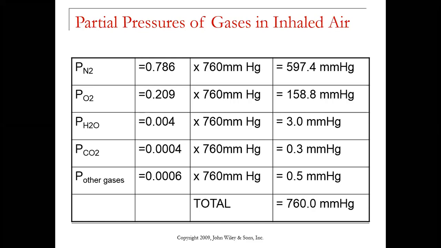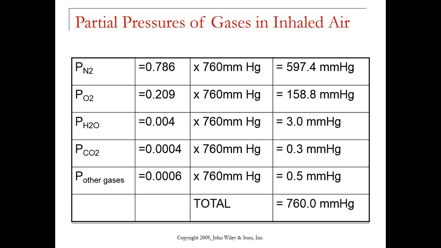But as we have discussed earlier, partial pressure is not the only thing required for the diffusion of gases across a membrane. Other things are the size of the molecule. The larger the size, the more difficult the diffusion. The smaller the size, the easier the diffusion.